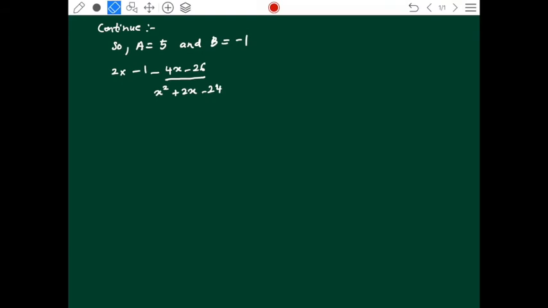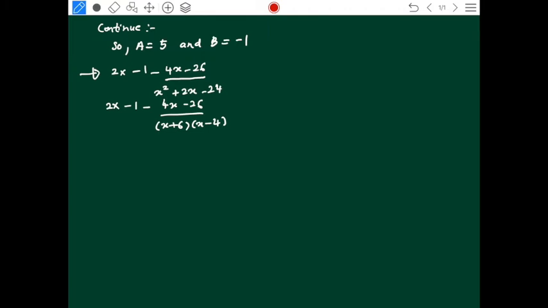Right, so previously we have this question, okay? 2x minus 1 minus (4x minus 26) over x squared plus 2x minus 24. Now we already converted it, or decomposed it, right? So this is 4x minus 26 over (x plus 6)(x minus 4), okay?